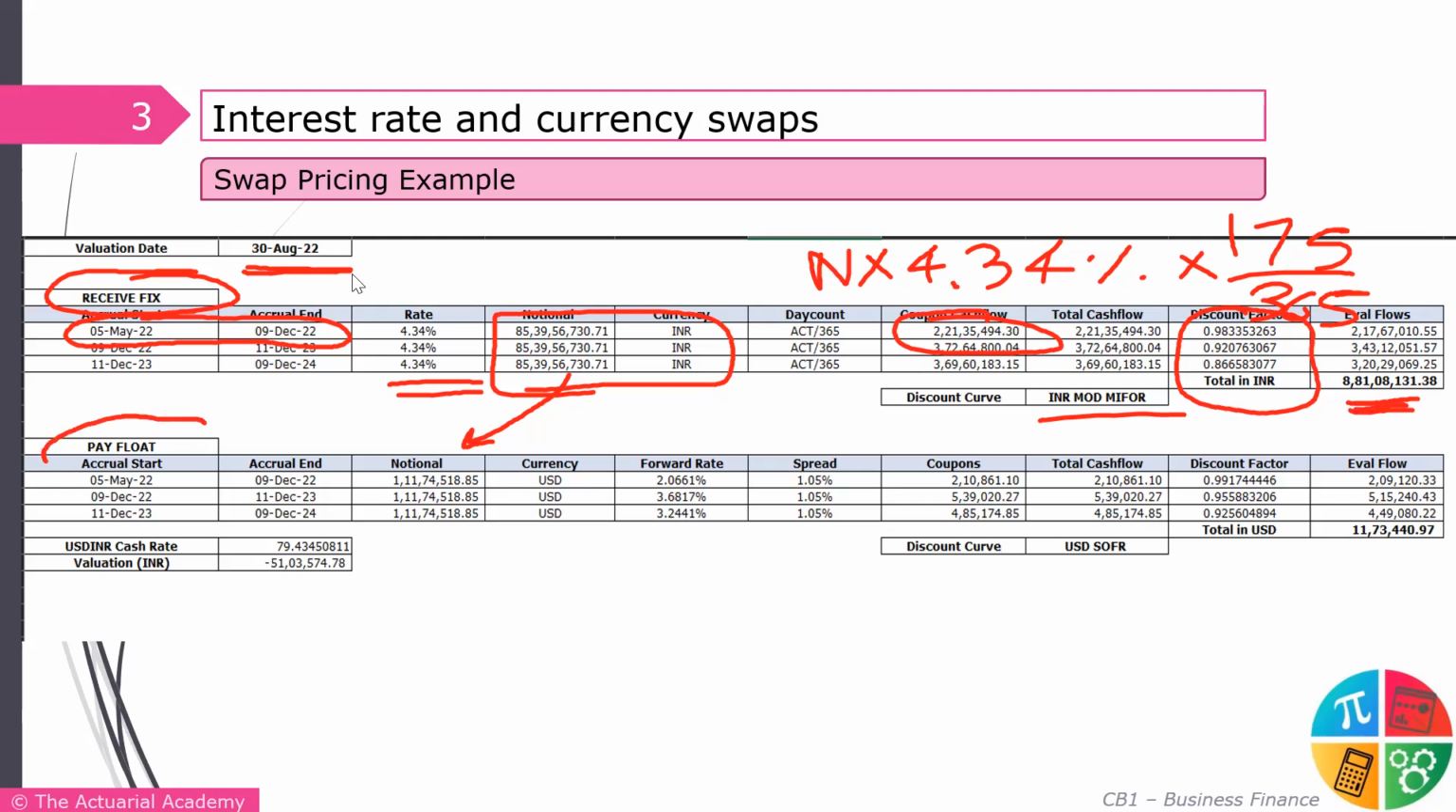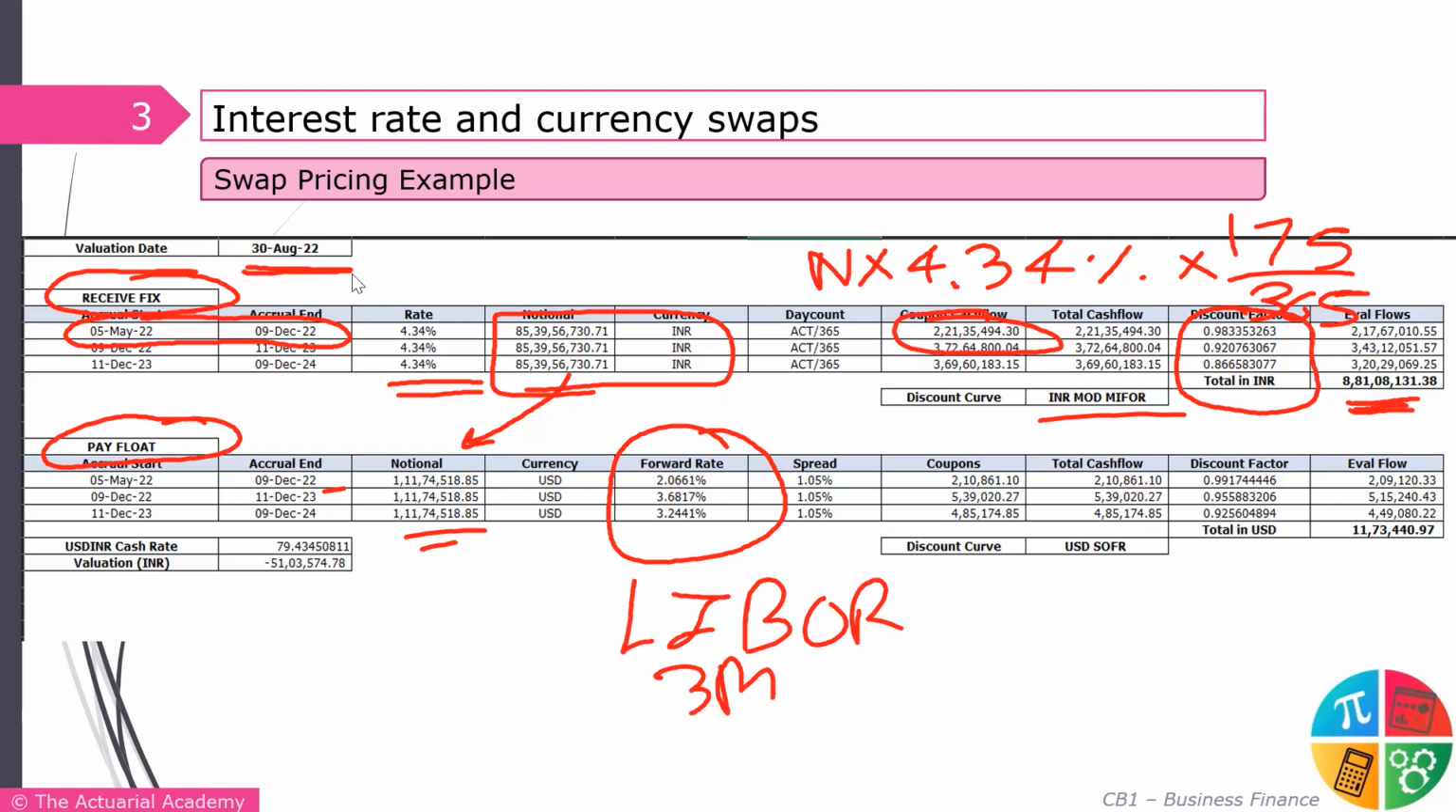Again, when we look at pay float, this is how it works. The cash flow dates are the same, the notional is different, and this is a float rate, right? So this rate, you can see it keeps on changing. It is 2.1, and you are adding a spread. So when we say LIBOR 3M plus spread, this is LIBOR 3M, the forward rate, and this is a constant spread over and above this rate.